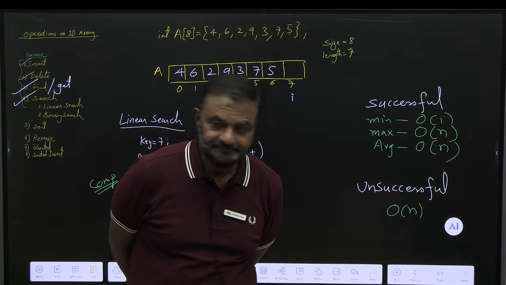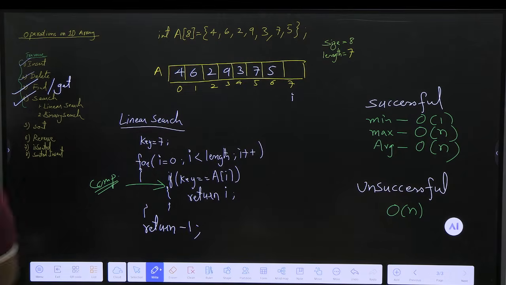All right. So for unsuccessful search, it's always order of n.